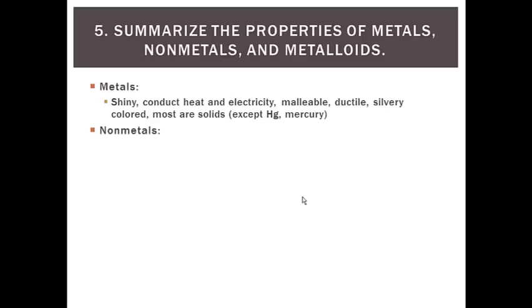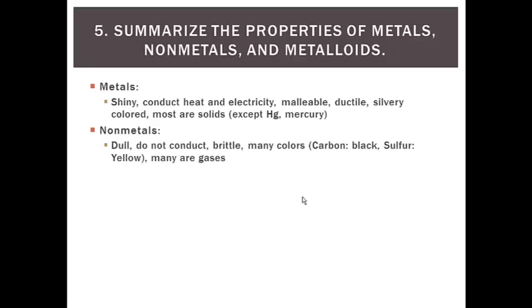Nonmetals are the complete opposite of metals. So those are going to be dull. They do not conduct. They are brittle, which means if I hit them with a hammer, they will shatter. And they're usually many different colors. For example, carbon is black, sulfur is yellow, bromine is a reddish liquid. Many of them are also going to be gases. So obviously oxygen, nitrogen, fluorine, these are all nonmetals, so they're going to be gases.